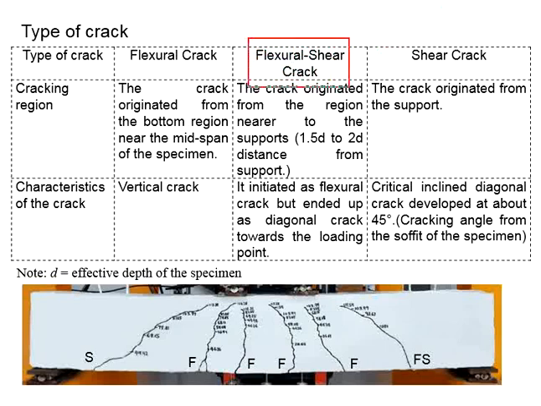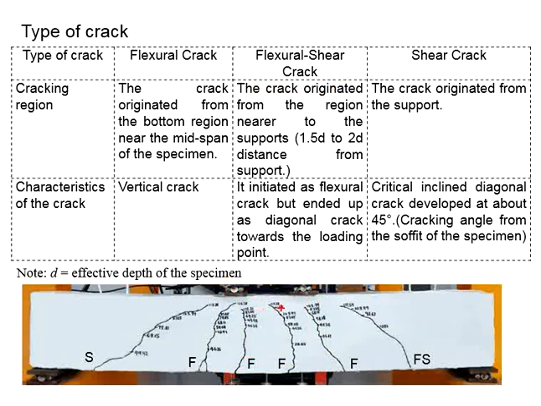We have another type of crack which is known as the flexural shear crack. This kind of crack is a combination of the flexural crack and the shear crack. It normally occurs at a certain distance from the support, somewhere between 1.5D to 2D distance from the support. The D here represents the effective depth of the specimen, which is the distance between the top surface of the beam to the center of the tensile reinforcement. Normally, flexural shear crack will not happen at the midspan.